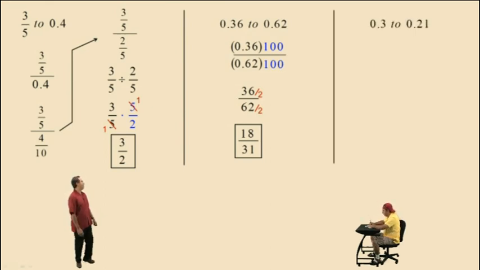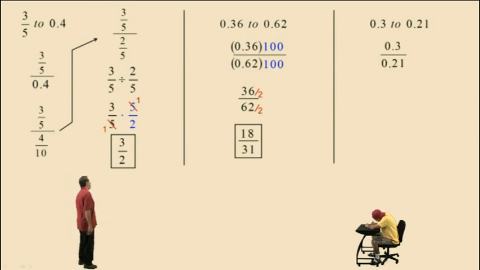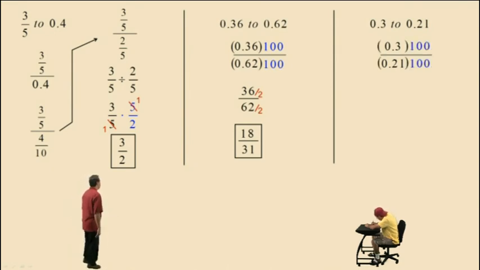Let's do another one. Here we have the ratio of 0.3 to 0.21. Let's first write it as a fraction. Now, let's think about this. You have 0.3 over 0.21. So your lowest common denominator is 100. So we're going to multiply top and bottom by 100. But remember, you're told if you multiply a decimal by 100, you move the decimal two places to the right.